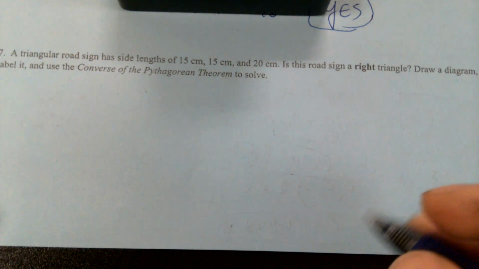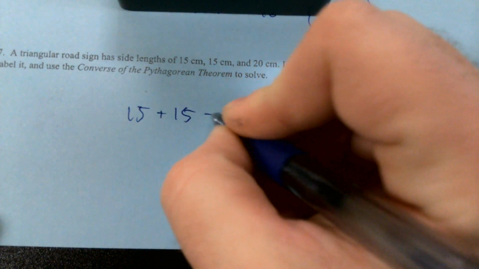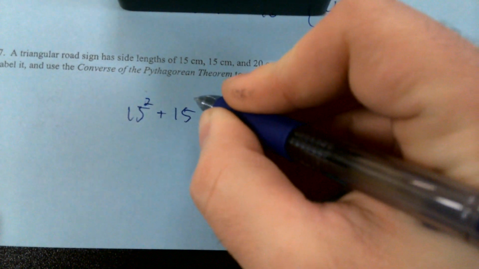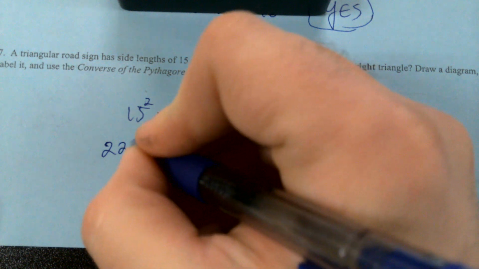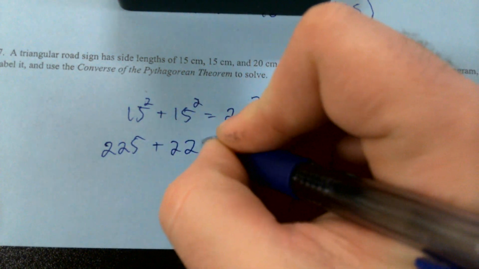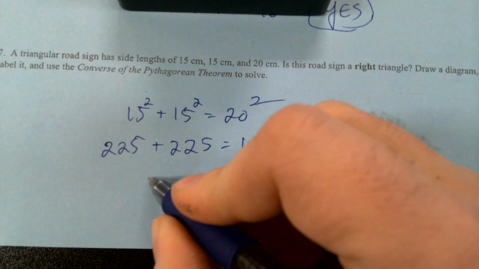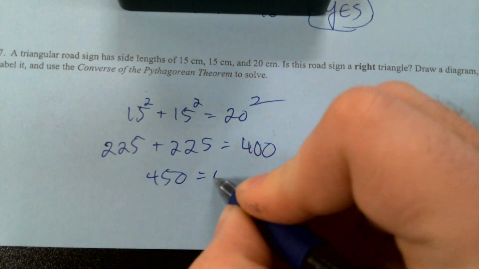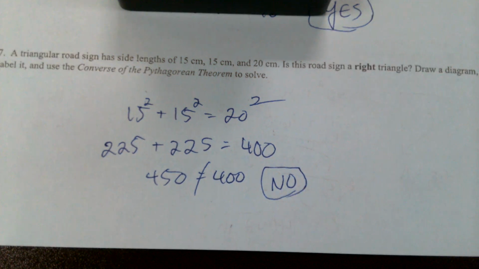Here we got a triangular road sign with side lengths of 15, 15, and 20. I can already tell right away this is not going to work out, but let's verify. 225 plus 225 equals 400. That gives us, what, 450 equals 400. That's definitely false. Our answer here is no. We do not have a right triangle.